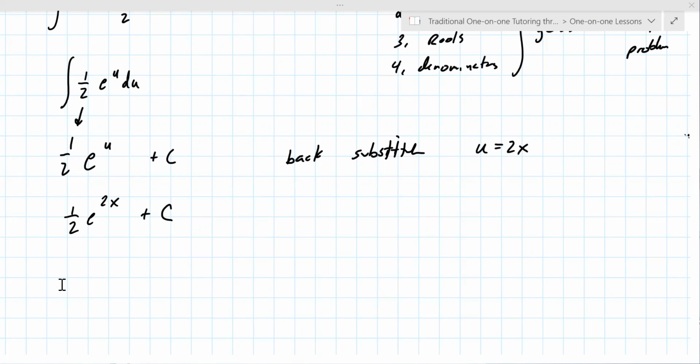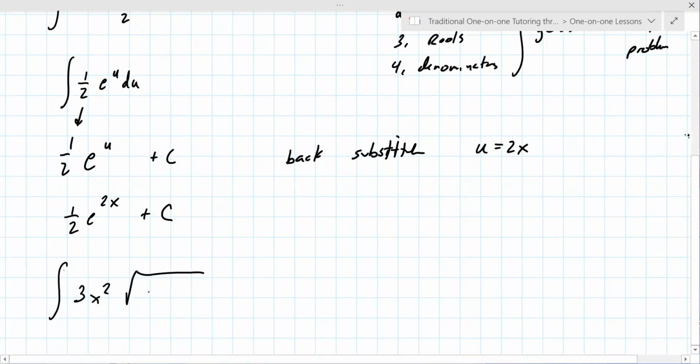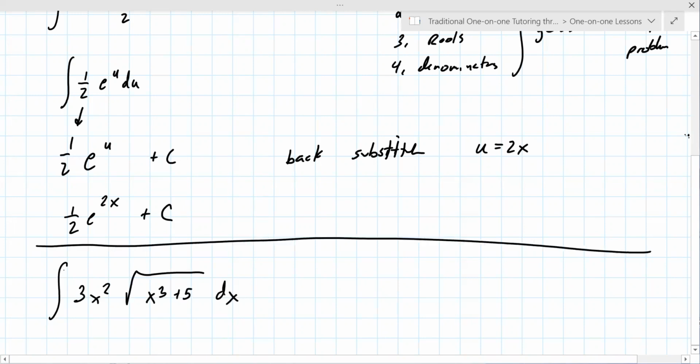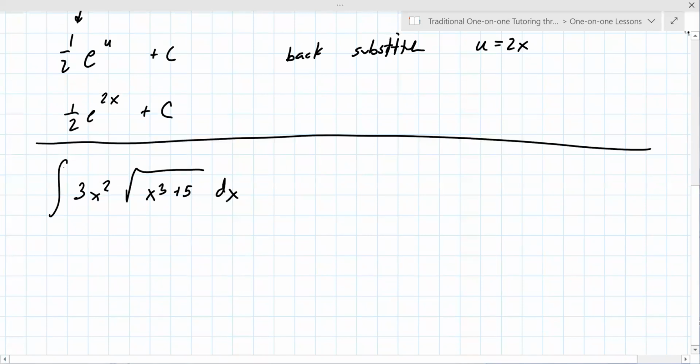Okay, so let's say I want you to find the integral of 3x squared square root of x cubed plus 5 dx. This is kind of your exam quality question potentially. What do you think the u should be here? What's your best guess when you look at this? x cubed plus 5. Yes.